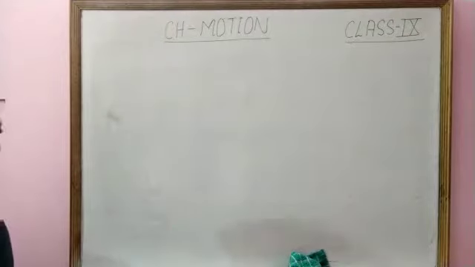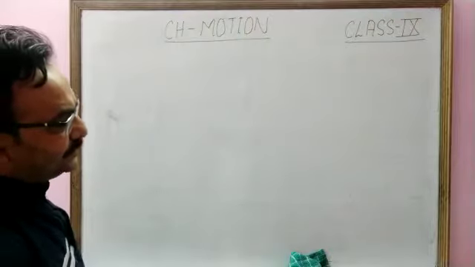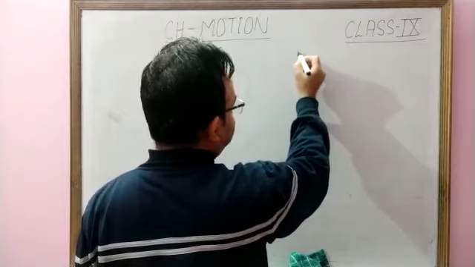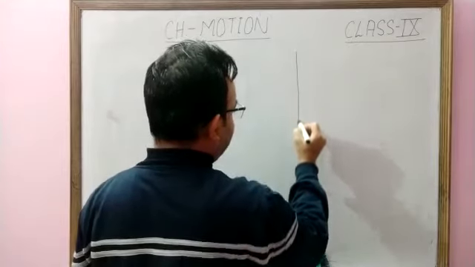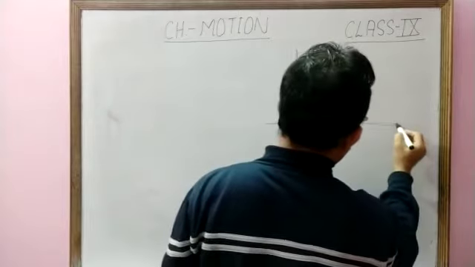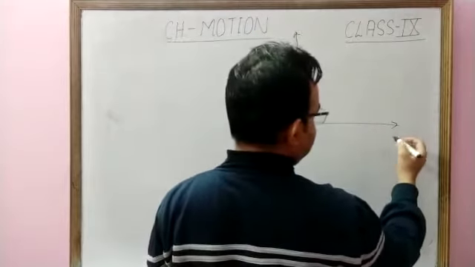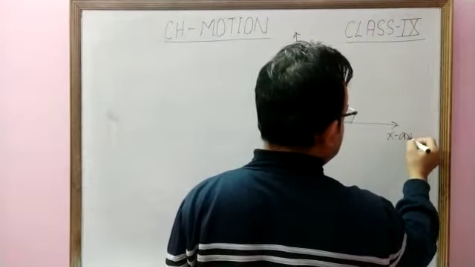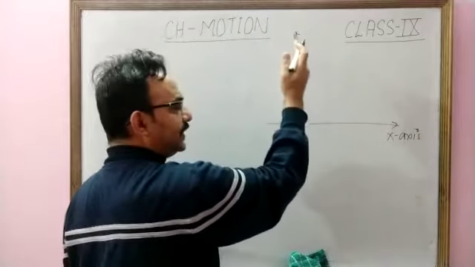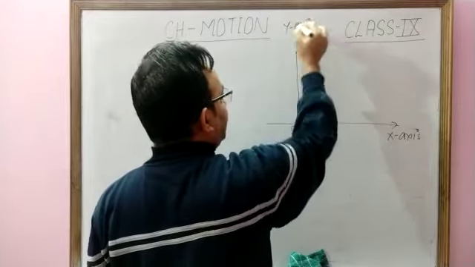First of all, you should know how to represent the graph. We generally draw the graph in the first quadrant, having one horizontal axis which may be considered as the x-axis and another vertical component, that is the y-axis.